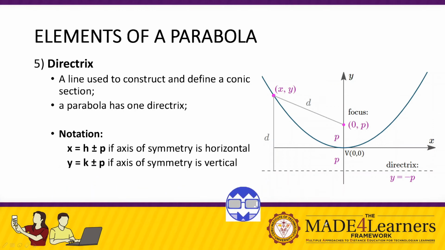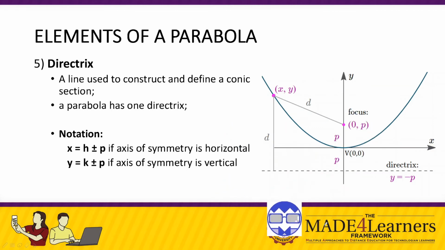So the focus and the directrix are actually, try to observe, opposites of one another. If the focus is upwards, the directrix is found at the bottom. If the focus is found at the bottom, the directrix is found at the upper portion of the graph. If its focus is at left, the directrix is at right. If the focus is at right, the directrix is at left.